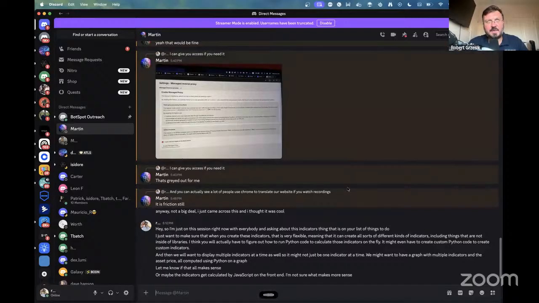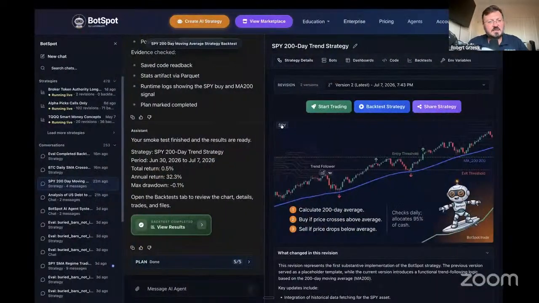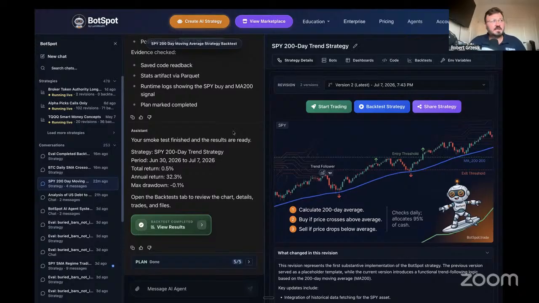I think probably back end makes more sense, because then you could connect it to Claude Code and things like that. Does that kind of make sense, Maurizio, that you'd be able to do that? It does. I'm just trying to think of the best logical way, because I'm trying to translate it from human terms to code terms. Well, can you tell me specifically what the exact use case is? Can you give me an example of what you'd want to do?